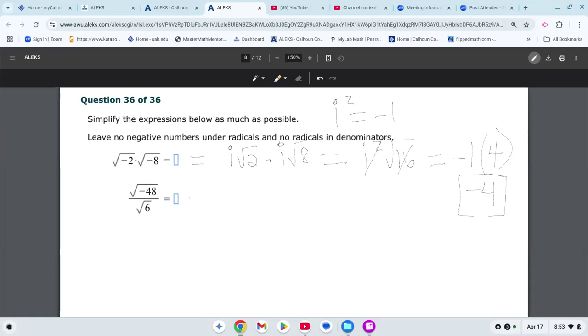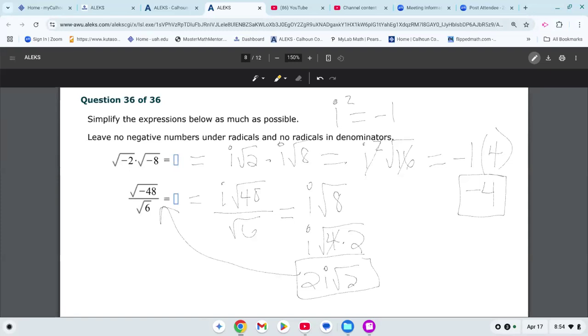For the second part, I have to take i square roots of 48 over square root of 6. I can reduce this. 6 goes into 48, and I can do that because they're both under radicals. So that's i square roots of 8. Then I'm going to break down the square root of 8 to 4 times 2. And that gives me 2i square roots of 2 as a final answer for the second part.